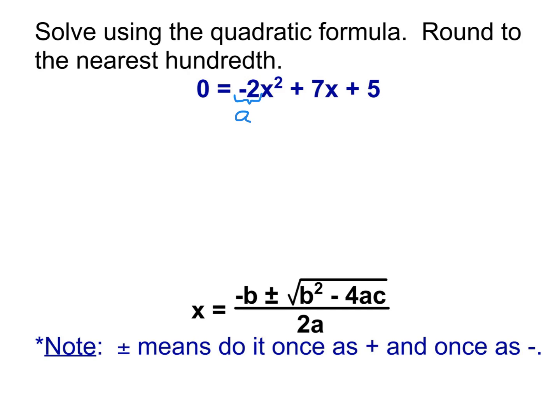B is what's multiplied by x. In this case, that's 7, a positive 7. If this was minus 7x, b would be a -7. And then finally c. C is whatever number is added or subtracted onto the end. So in this case, c is going to be a positive 5. Again, if it was minus 5 hanging on the end, then c would be a -5. Now that we know a, b, and c, please plug those values into the quadratic formula for this problem.